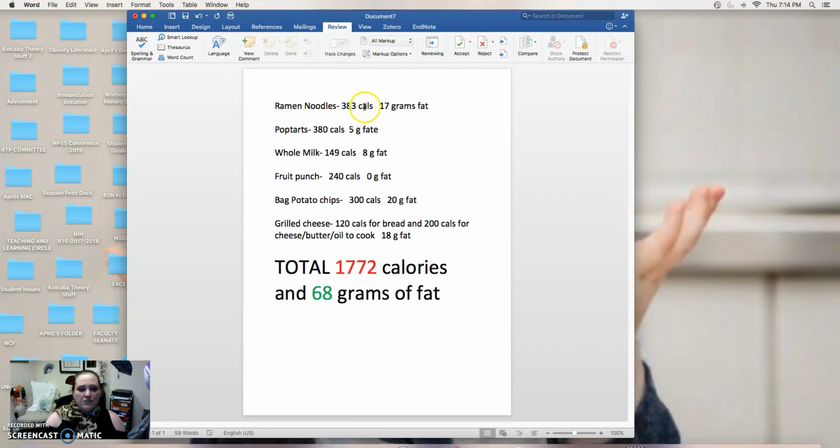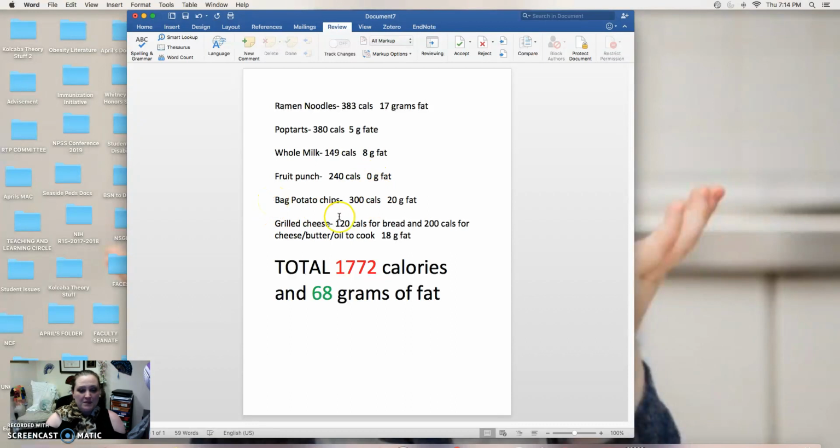Ramen noodles, 383 calories, 17 grams of fat. Pop-Tarts, 380 calories, 5 grams of fat. Whole milk, 149 calories, 8 grams of fat. Fruit punch, 240 calories just for the 16 ounces of fruit punch he's drinking, 0 grams of fat.